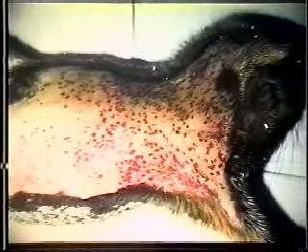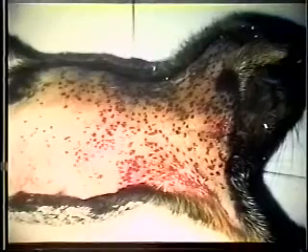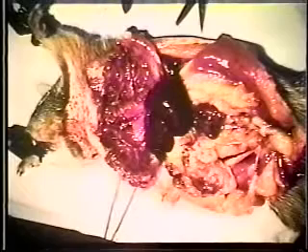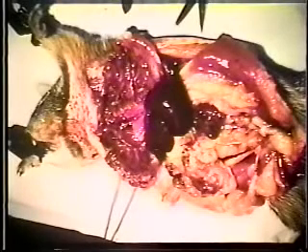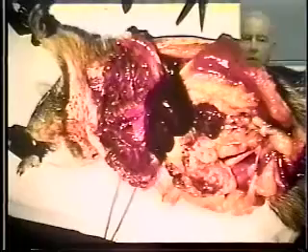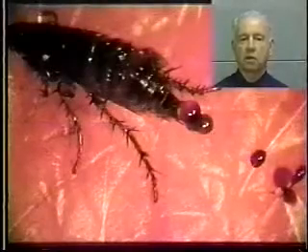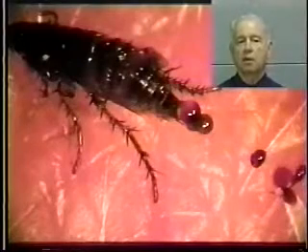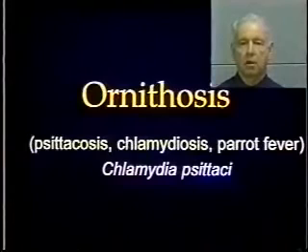In this slide, we're showing the affected ground squirrel, the hemorrhages that occur, and also the internal lesions in the liver, causing the death of these rodents. But in the meantime, the flea becomes infected and feeds on the human, as is shown here on the skin, resulting in the spread of the disease.